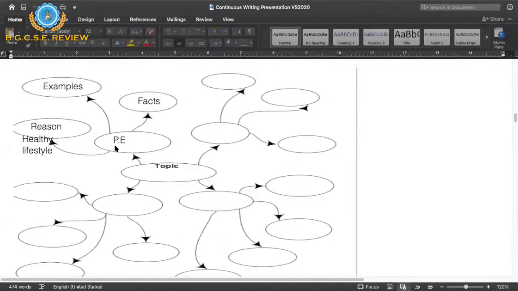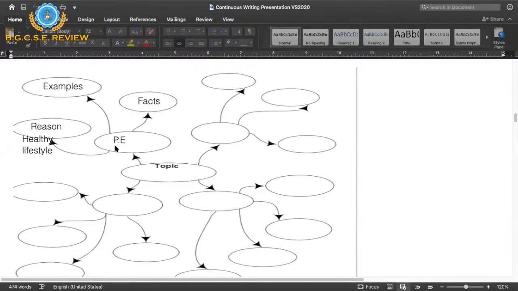So you have PE. Okay, why should PE be mandatory? A good reason for that is, okay, it encourages a healthy lifestyle. So I'll write healthy lifestyle here. What are some examples of why this is important? Okay, they teach you about diet, it's exercise, all of that.